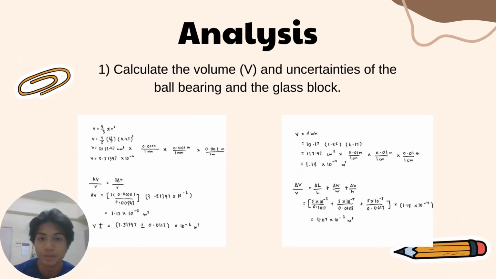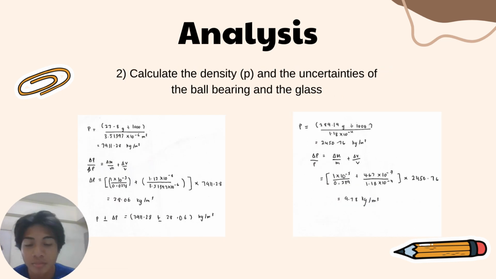Based on the experiment, here is the analysis. For number 1, calculate the volume and uncertainties of the ball bearing and the glass block. For number 2, calculate the density and the uncertainties of the ball bearing and the glass.